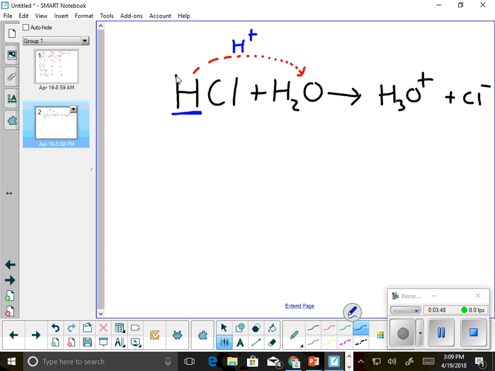The two definitions of an acid that you need to be aware of is one, in the presence of water, does it create hydronium? That's that H3O plus ion right there. Second definition is, does it donate an H plus? In this case, yes, it does.